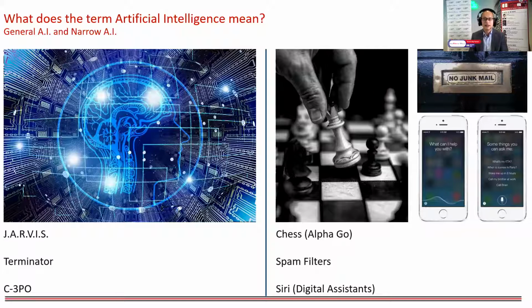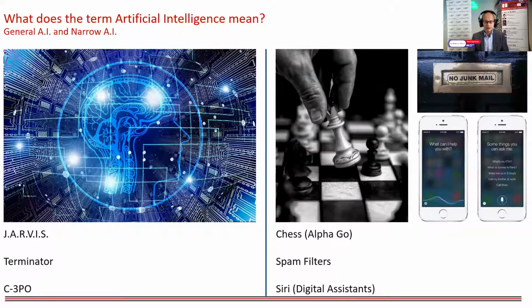What it means is that if I take the model trained in AlphaGo and put it into a spam filter, it will not be able to catch spam. It will probably not be able to catch spam at all. Likewise, if I use the model trained in spam filters and put it in the digital assistant, it will not be able to function as well. What we have today is better performance, or rather more advancement, in narrow AI rather than general AI. And that will be the form of AI that we'll be focusing on for the rest of this session.